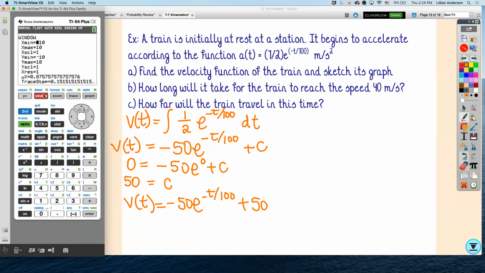Because x represents t for time, what should my x min be? 0, because I'm talking about time. I can't have negative time here, so it has to be 0. Give me a good x max. 65. 65? Cool. What about my y min?